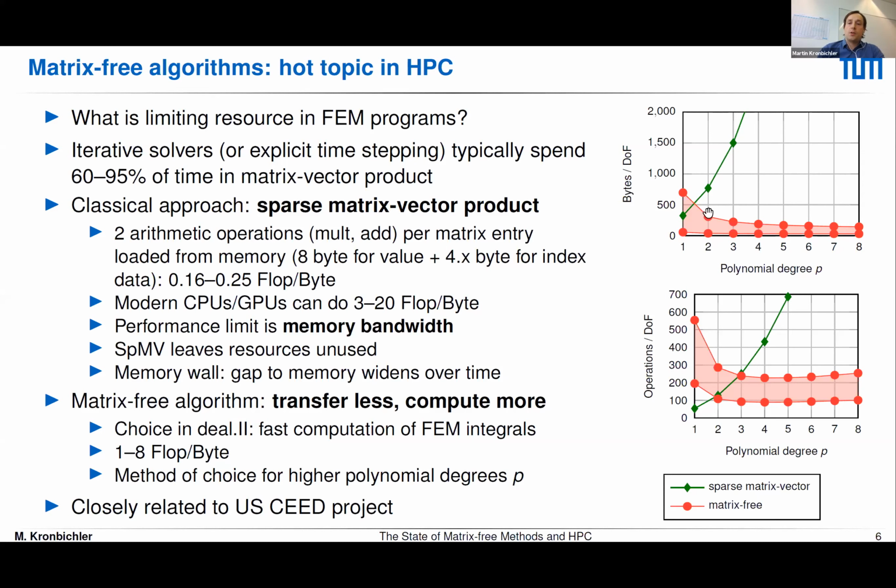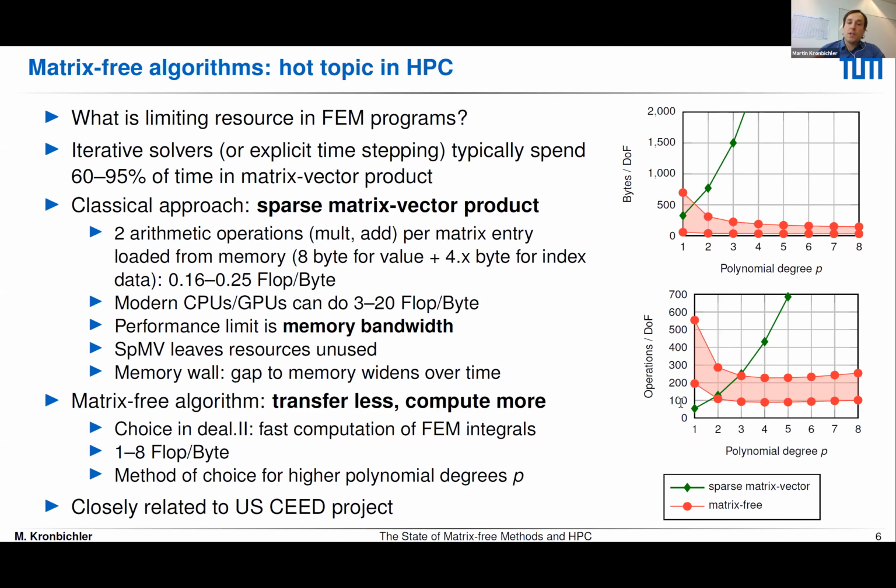And I have two graphs here on the right-hand side of this slide. One shows how many bytes per degree of freedom I need for different degrees in my finite element approximation. And the other one is showing how many operations I need to do. If you go to lower order finite elements, you see matrix-free is doing more work because, of course, I don't use the pre-computed stencil, but I use something on which I evaluate integrals. So that's something I need to be aware of.